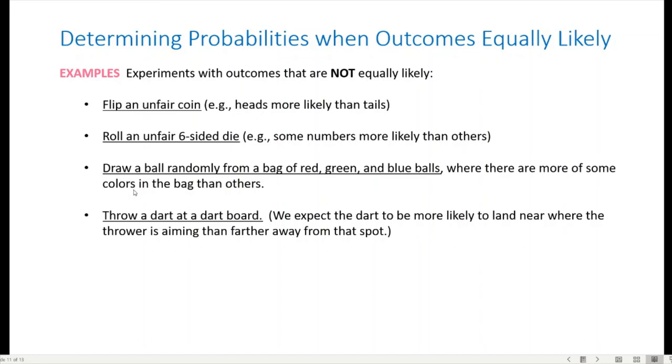And if you throw a dart at a dartboard, I would think that for most people, the positions on the dartboard aren't going to be equally likely to occur, right? Because most of us have at least a little bit of skill in aiming, right? So we're going to tend to hit around the number that we're aiming at. Not every number on the dartboard is going to be equally likely to be hit, okay? So that would be an example of not equally likely outcomes. So we couldn't use that rule for these cases.